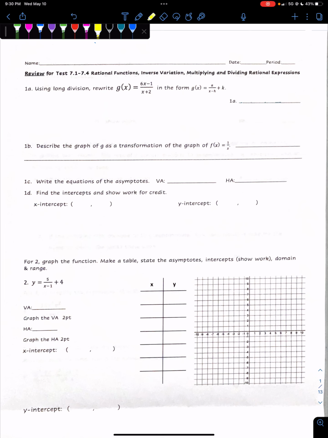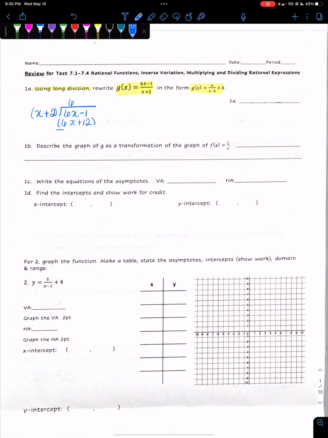Okay, all right, so on number 1, we are going to be using long division to rewrite something that is in standard form in simple form. So our divisor is going to be x plus 2, and our dividend is going to be 6x minus 1. So we have x plus 2 and 6x minus 1. To find the quotient, I'm asking, x times what would make 6x? So x times 6. So 6 times x gives me 6x. 6 times positive 2 gives me positive 12.